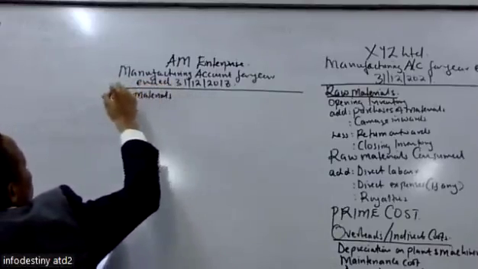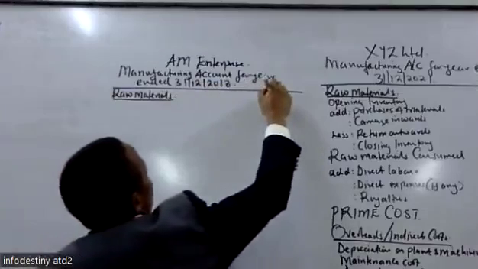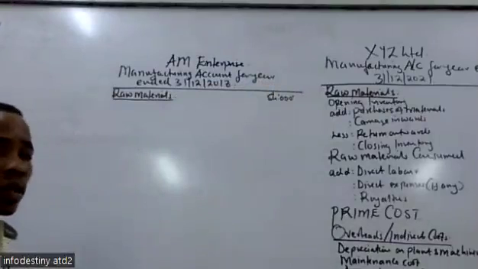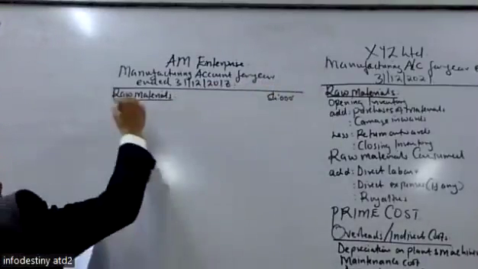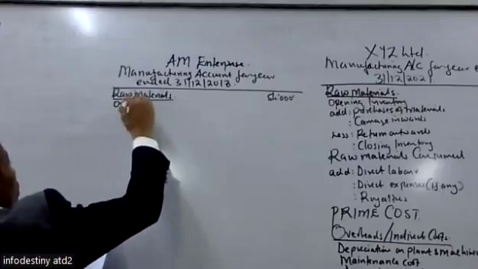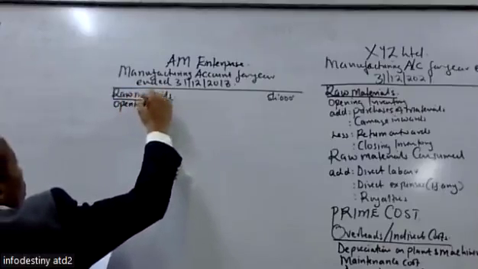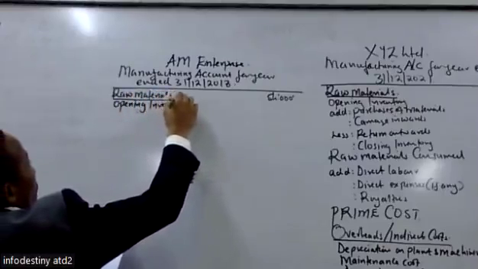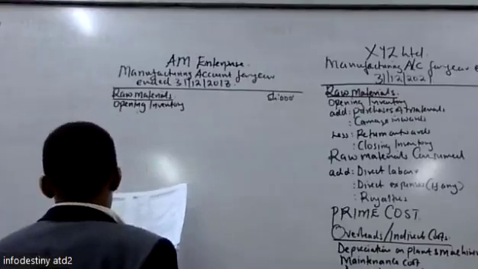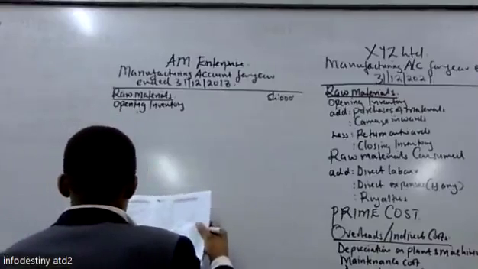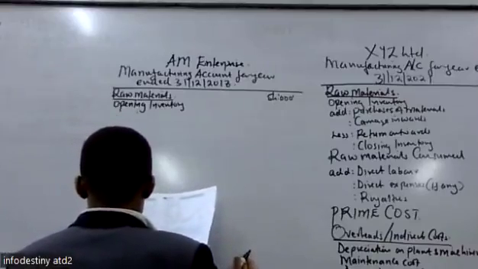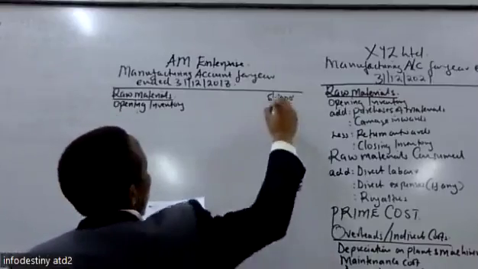We start with the raw materials. These figures were given in thousands. So we start with the opening inventory of raw materials, whereby we are given it as the third item from bottom in the trial balance. We have 2,000.